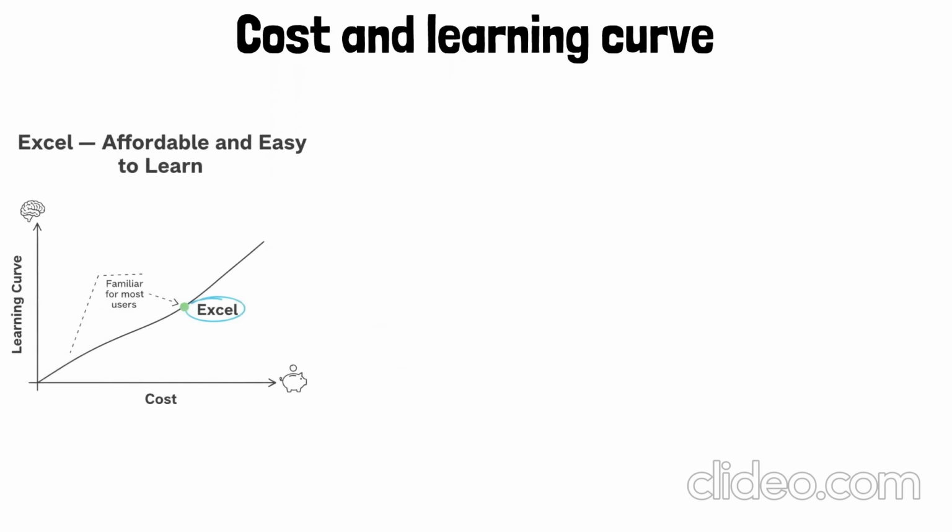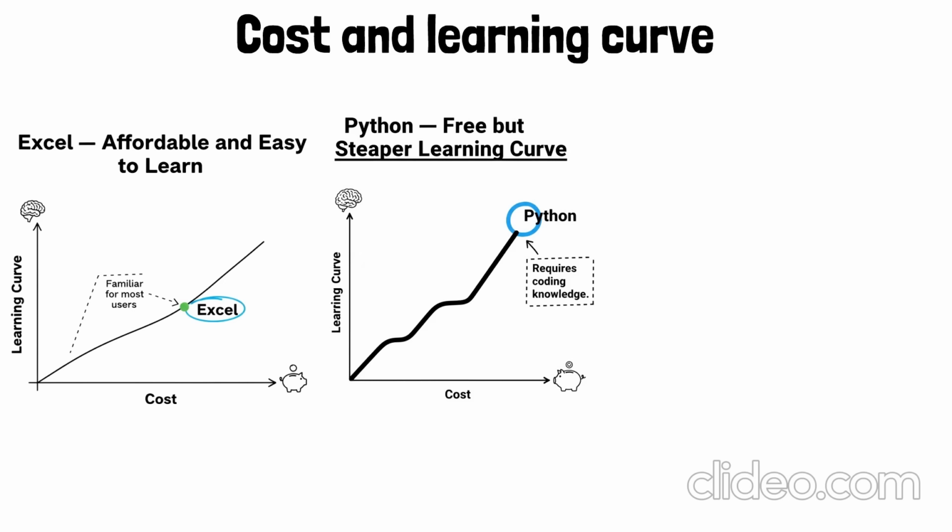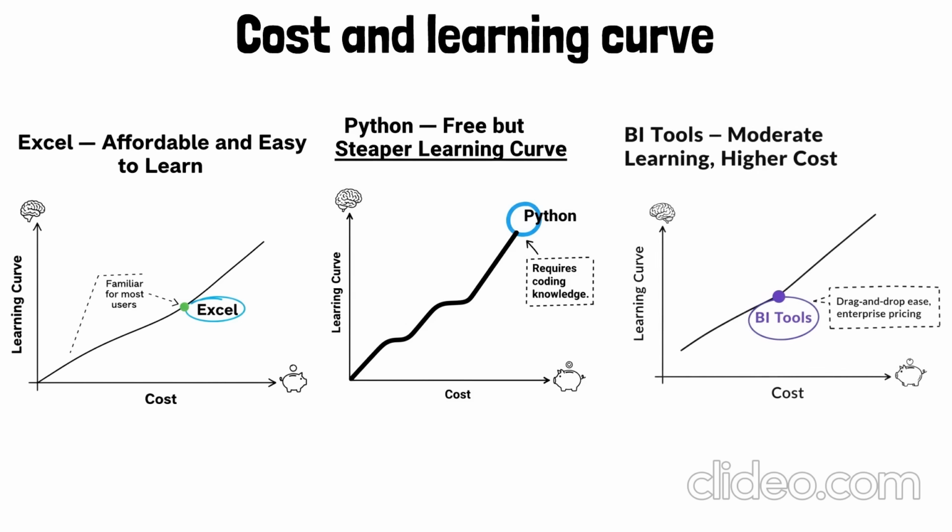What about cost and learning curve? Excel is often part of a Microsoft Office subscription, and many people already know the basics. Python is free and open source, but the learning curve is steeper if you've never coded. BI tools have a range of pricing, from free personal versions to expensive enterprise licenses, and they generally have a moderate learning curve. You don't have to choose just one.